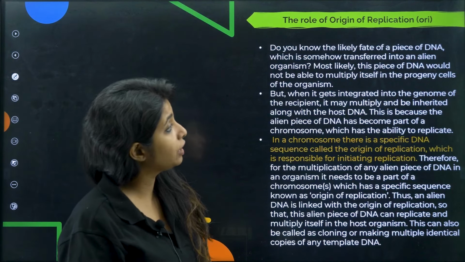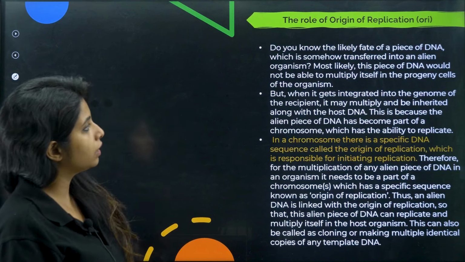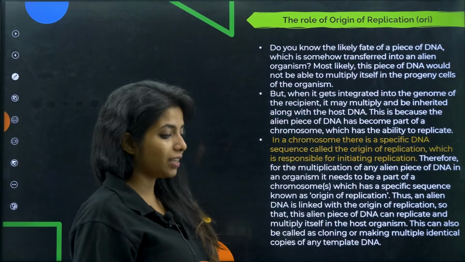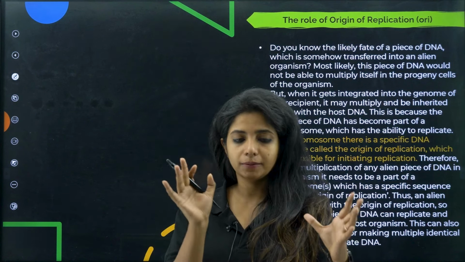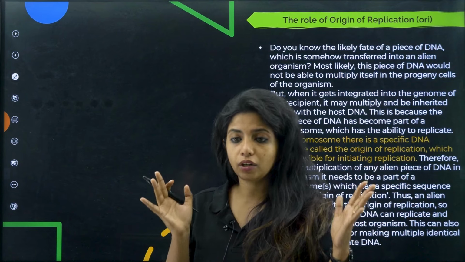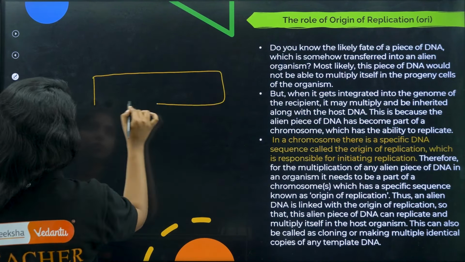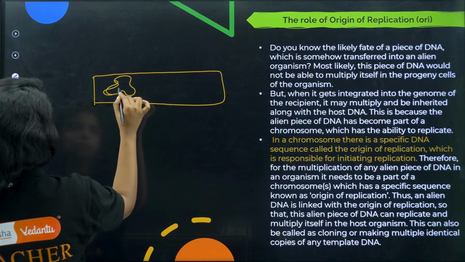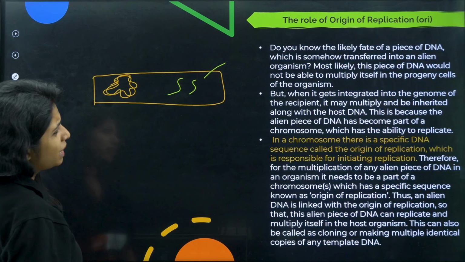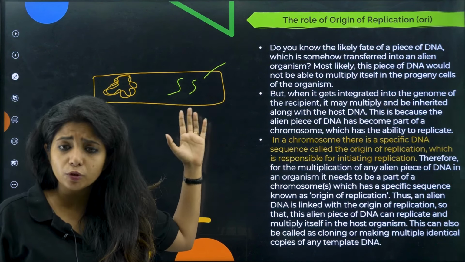Now, do you know the likely fate of a piece of DNA which is somehow transferred into an alien organism? Most likely this piece of DNA would not be able to multiply itself in the progeny cells of the organism. So I am just thinking that, okay, there's an E. coli and I'm just putting my DNA inside like that. I'm not seeing whether the plasmid is there, or whether I'm incorporating into the DNA of the E. coli. Okay, so this is the E. coli, which has its own DNA. Now I am putting my DNA over here. My DNA won't be able to replicate. Do you think my DNA, if I'm just putting it randomly like that, will be able to replicate?